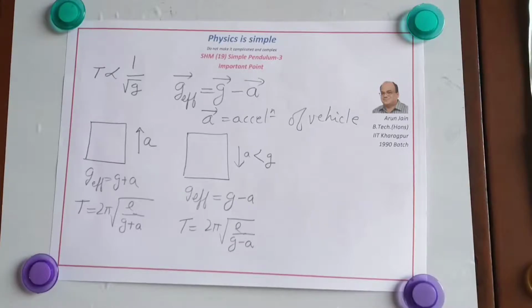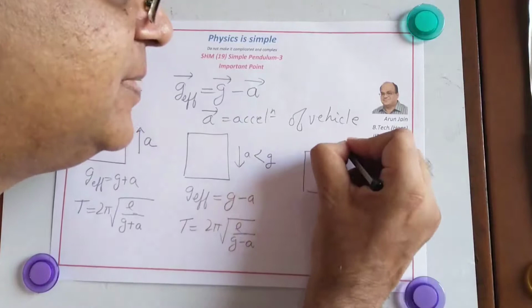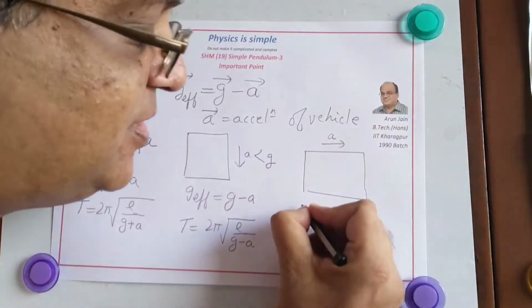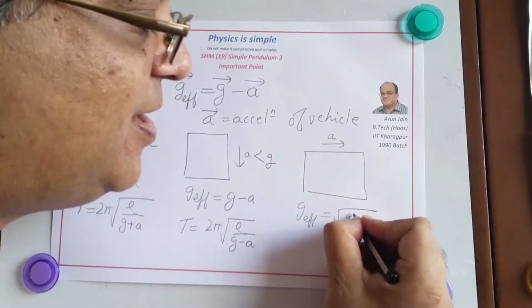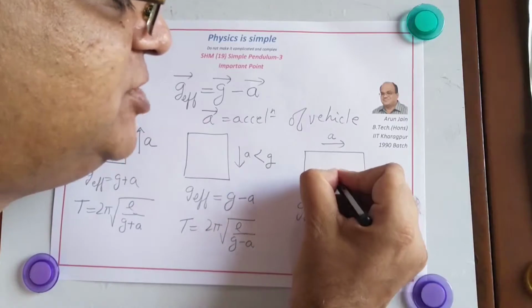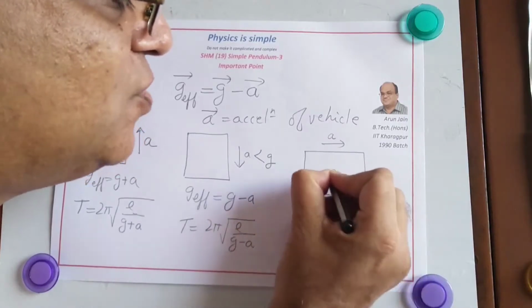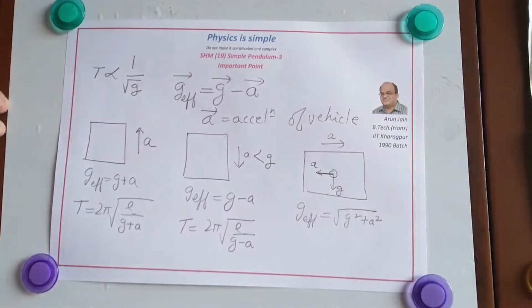If the pendulum is in a car or truck, then the acceleration is horizontal. So here the g effective becomes root over g square plus a square, because on the pendulum g will be acting down and due to pseudo force 1 a will be acting this way, and therefore g effective will be root over g square plus a square.